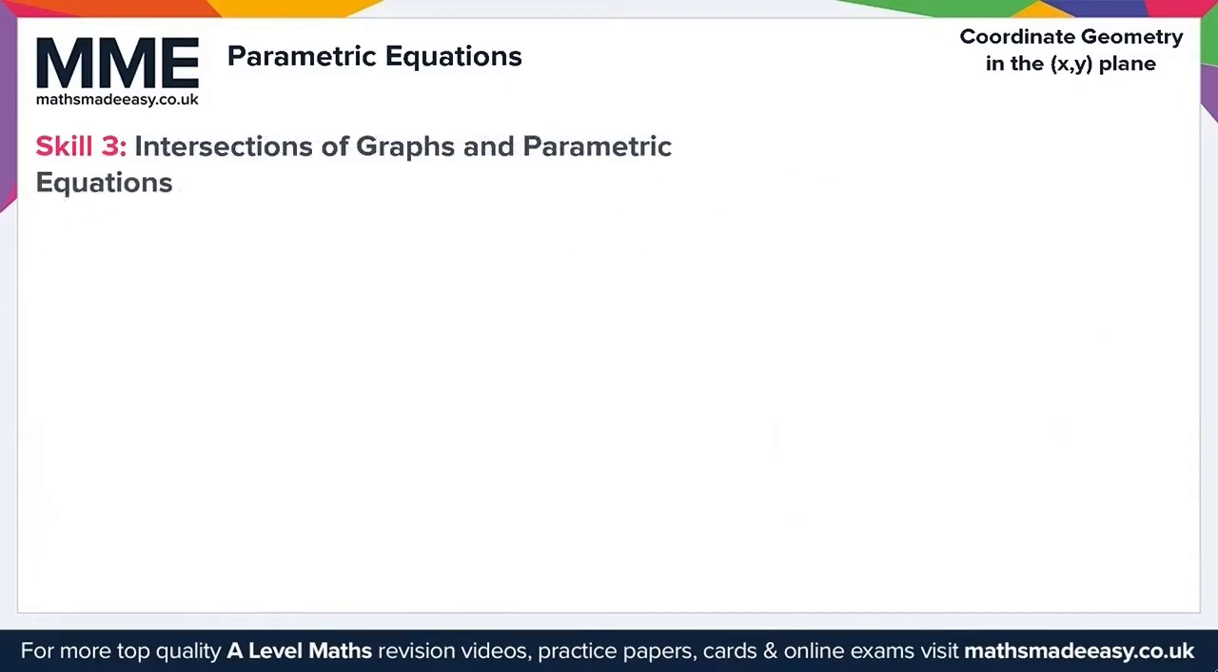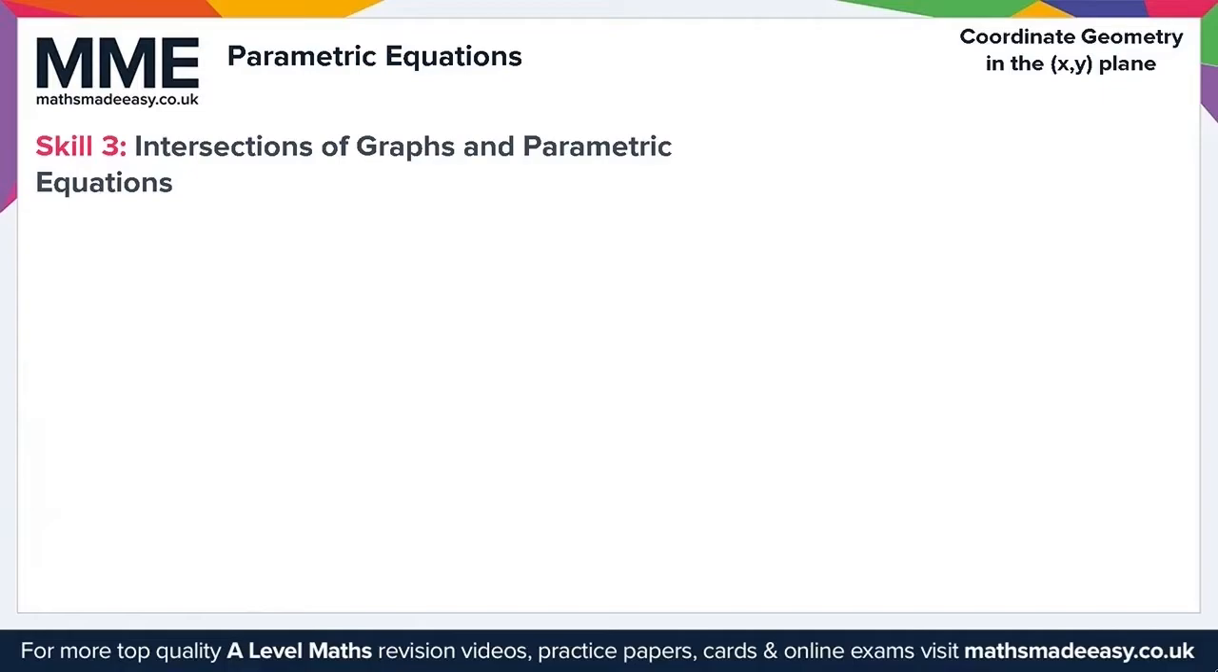Moving on to skill 3 now, which is taking a look at intersections of graphs and parametric equations. To find the intersection of a parametric equation and Cartesian equation on a graph, we substitute the values for x and y in terms of t into the Cartesian equation and then solve for t. We then find the x and y values corresponding to that value of t.